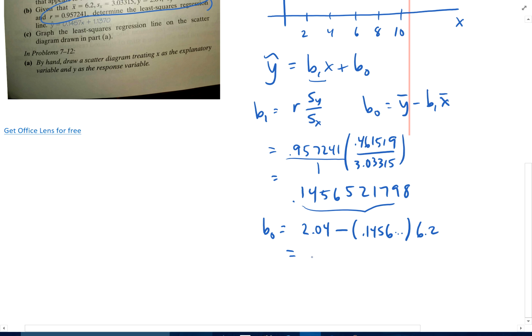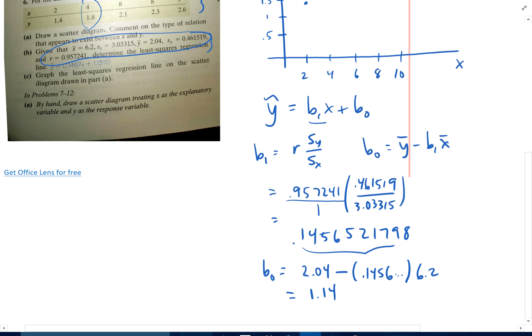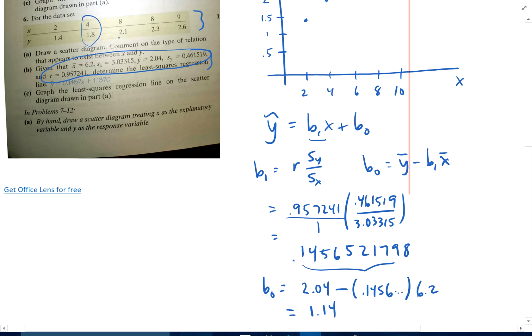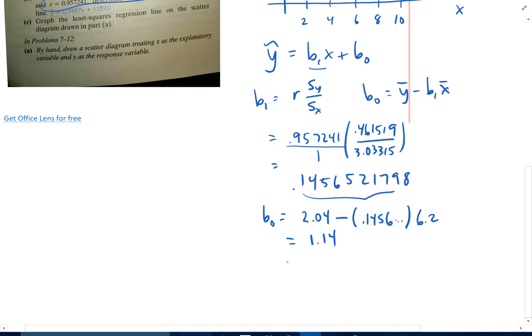1.14. Now I round it. I can round it to 2 decimals or 3 decimals or however many I want. Since my original data up here in the table has 1 decimal place, but 2 numbers, I'll round to 2 decimal places. So my final answer then would be y hat equals 0.14x plus 1.14. Looks about good right there.